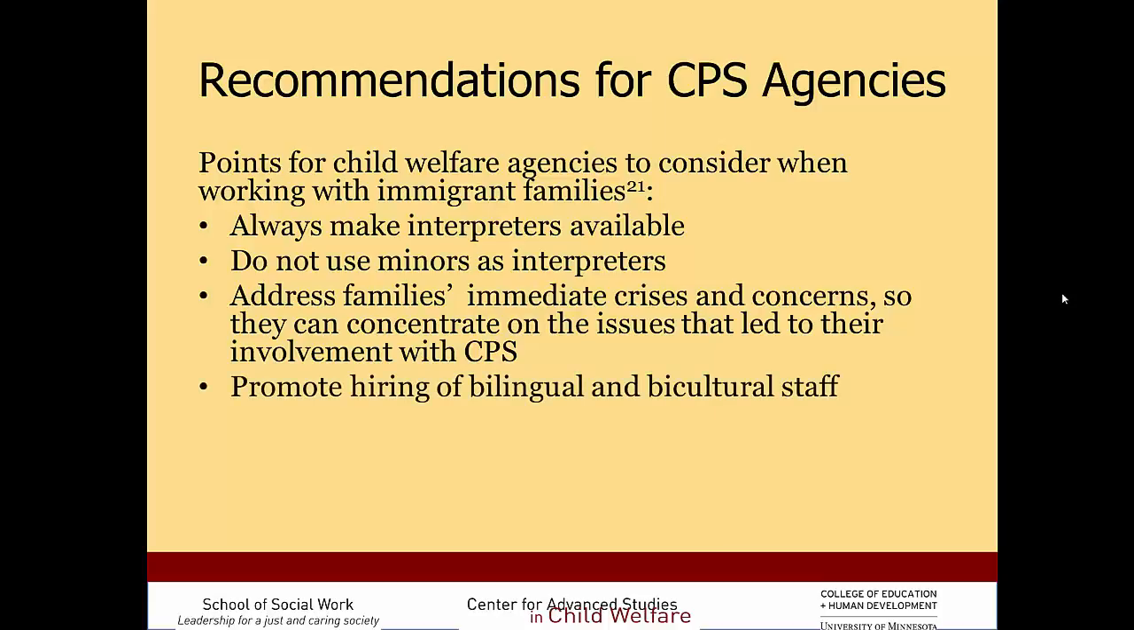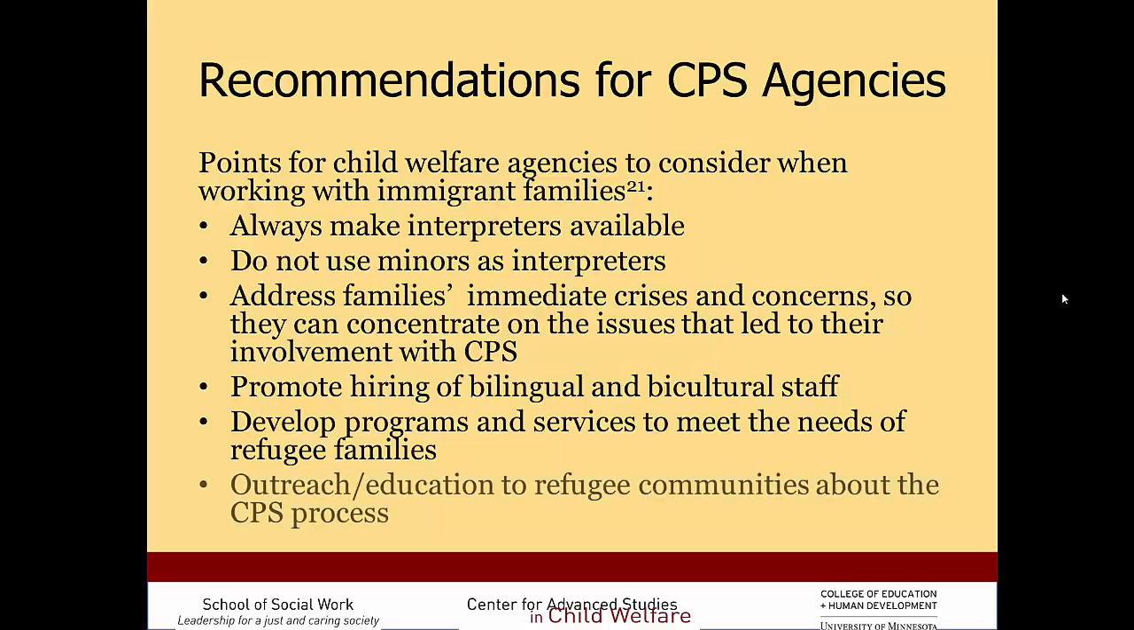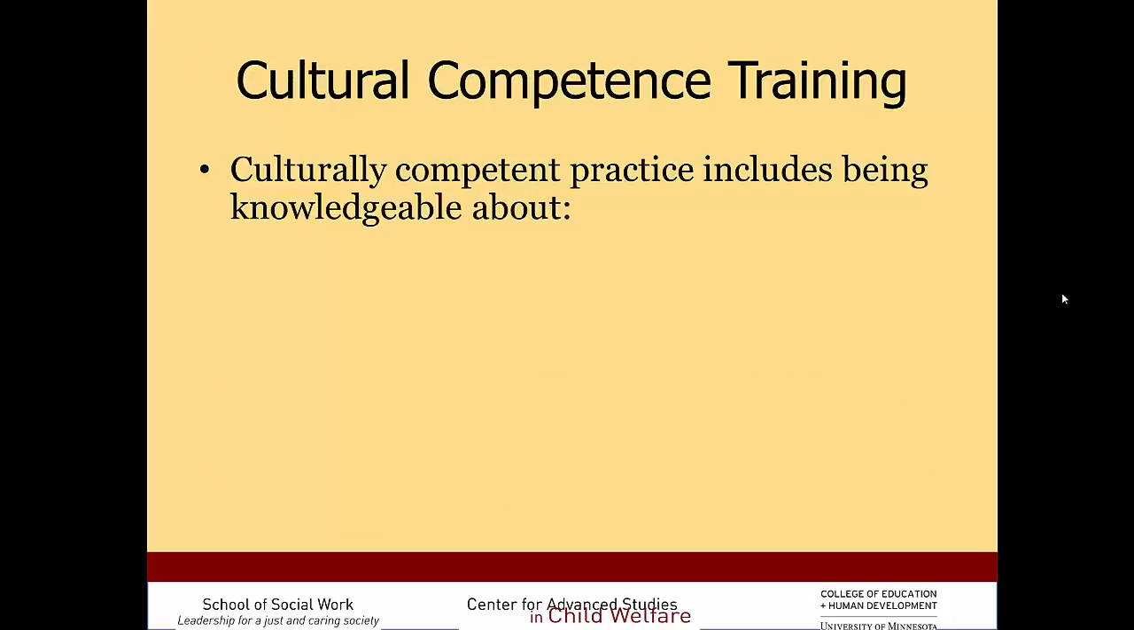Within an agency, promote hiring of bilingual and bicultural staff. Develop programs and services to meet the specific needs of refugee families. And conduct outreach and education to refugee communities about the Child Protective Services process.